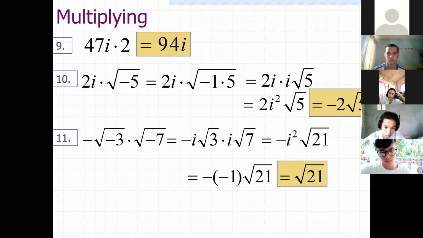You follow? That negative 1 here, class, is the result when you simplify i squared. That negative is just the negative sign from the beginning of the original problem.